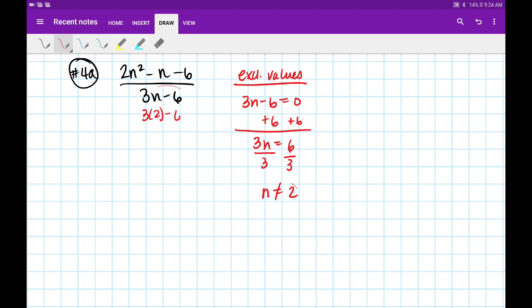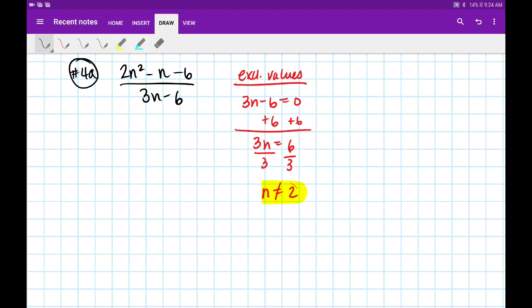Because if I plug that in, I'll get 6 minus 6. I'll be dividing by 0, which we know is undefined. It does not exist. Okay, so we're done with our excluded values.